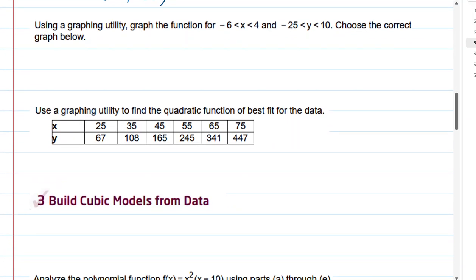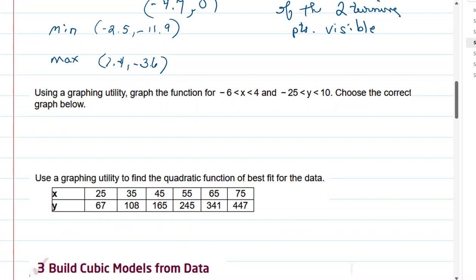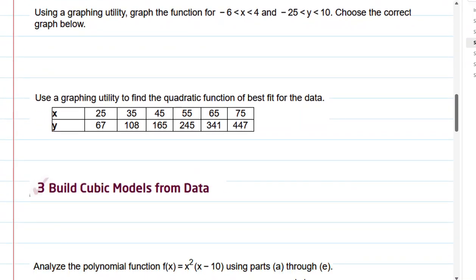Using a graphing utility, graph the function for negative 6 is less than X is less than 4, and negative 25 is less than Y is less than 10. Choose the graph below. All right. And I don't know if I forgot what the graph is or if I'm using the table. So we're going to talk about our table feature.